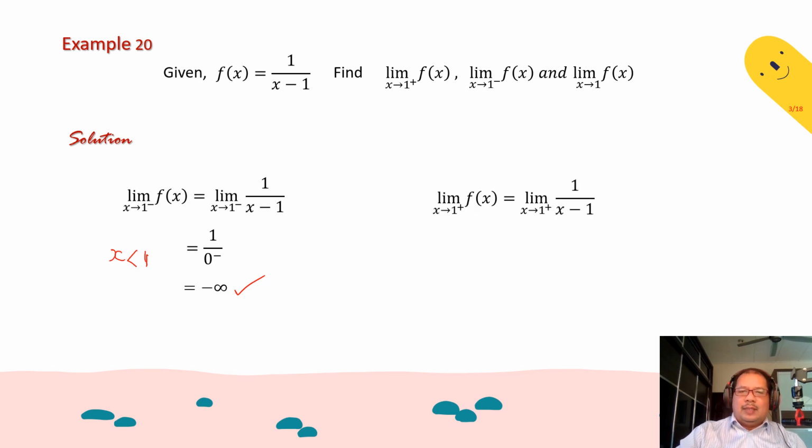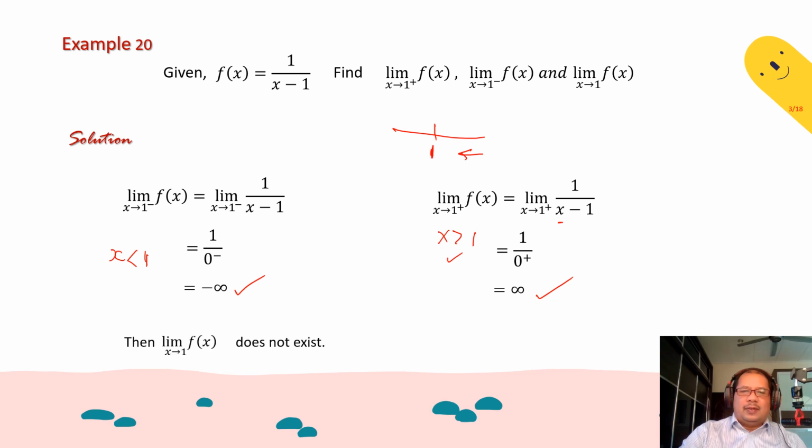Okay. Limit x approaches 1 from the right. That means the value for x is greater than 1. You come from the right, so x is greater than 1. Nilai x ni besar pada 1. Tolak 1, you akan dapat nilai yang positif, sehinggalah dia mendapat kosong. Jadi, kosong dari arah positif. 1 over 0 is positive infinity. Therefore, limit x approaches 1 f(x) does not exist. From the left, you get negative infinity. From the right is positive infinity. So limit x approaches 1 f(x) does not exist.